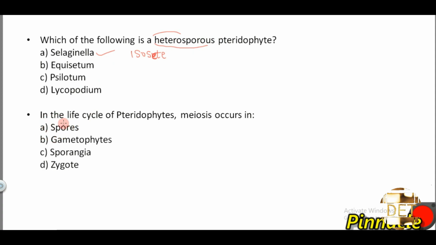Then let's look at this second question. In the life cycle of pteridophytes, meiosis occurs in, is it in the spores? No. Is it in the gametophyte generation? No. It occurs in the sporangia.